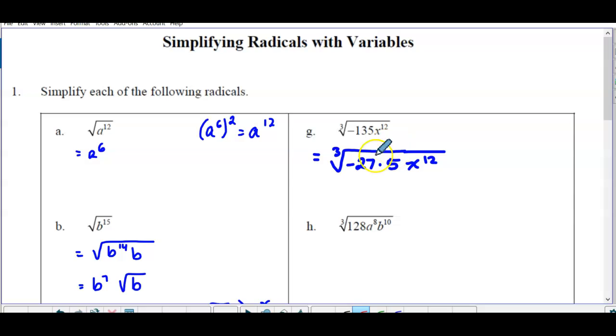Then the perfect cubes get to go out on the weekend. And what are they worth when they go out? They're worth negative 3, x to the 4. 12 divided by 3 is 4. And then we've got cube root of 5 left.